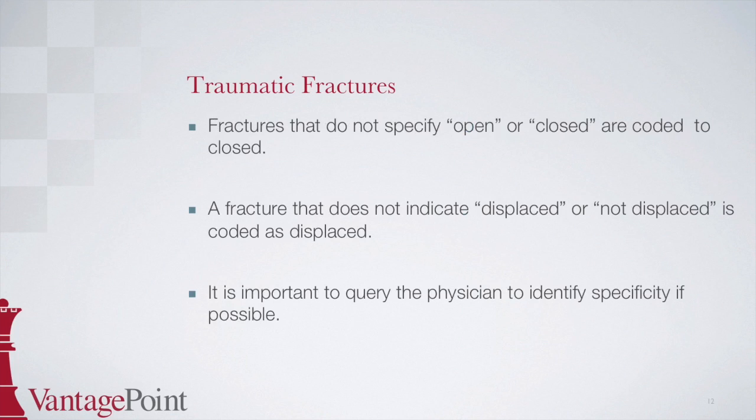This slide contains a few coding pointers for traumatic fractures. If documentation does not indicate that the fracture is open or closed, meaning with or without breakthrough of the skin, the default for coding purposes is closed fracture. If documentation does not indicate that the fracture is displaced, meaning the 2 pieces of bone become incorrectly aligned, or non-displaced, believe it or not, the default for coding purposes is displaced fracture. Therefore, if you see something that just doesn't look right or is missing specificity, you need to definitely query the provider.